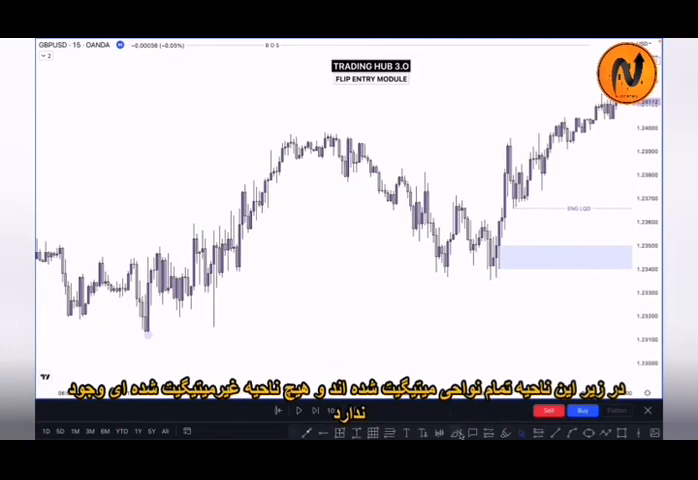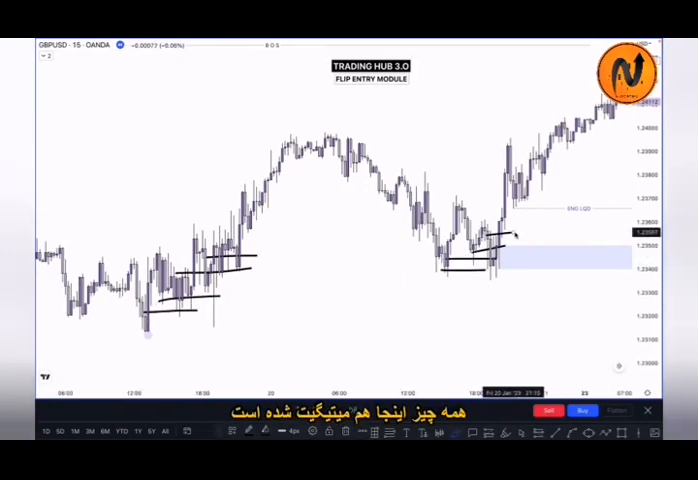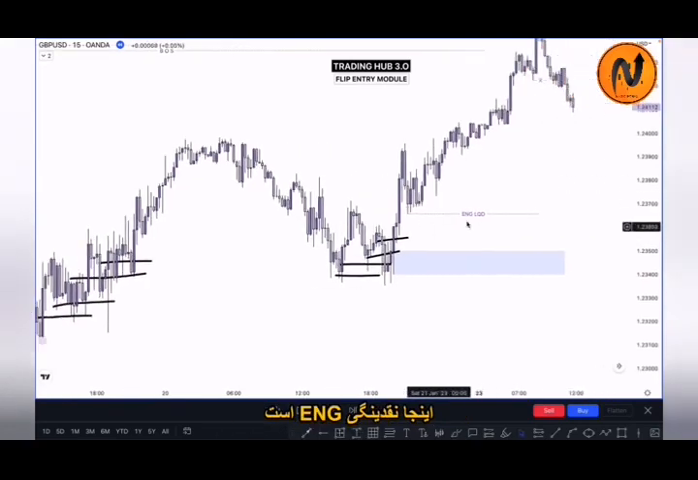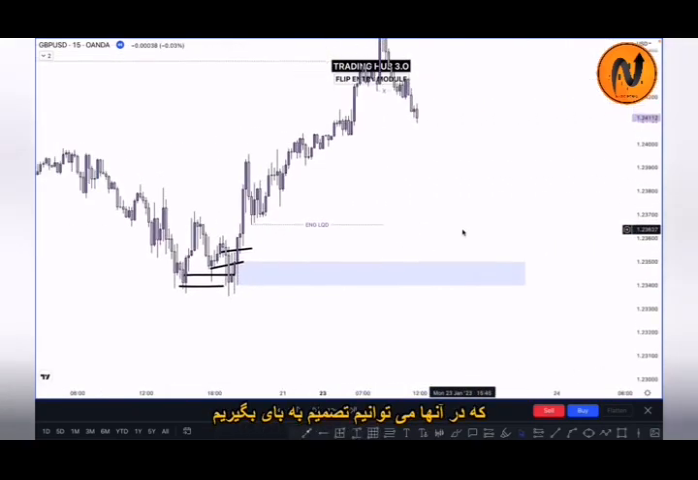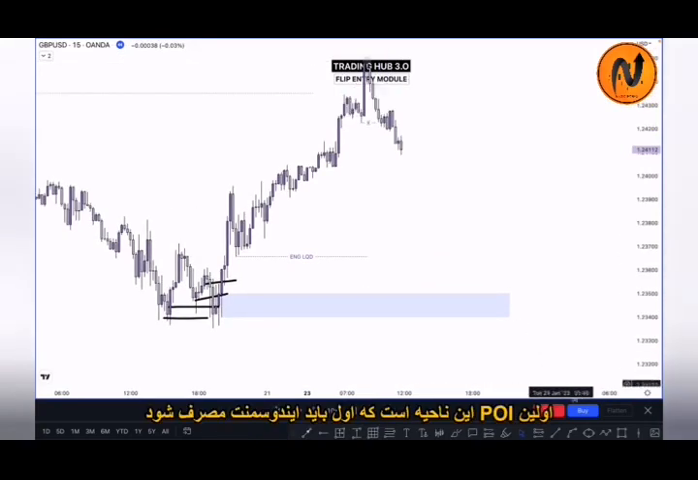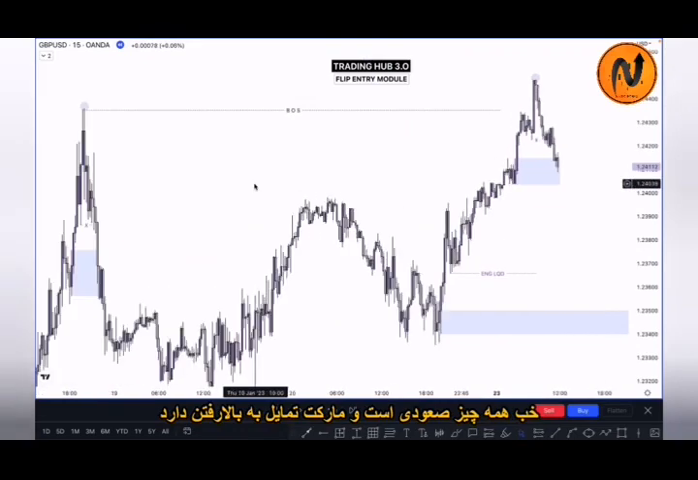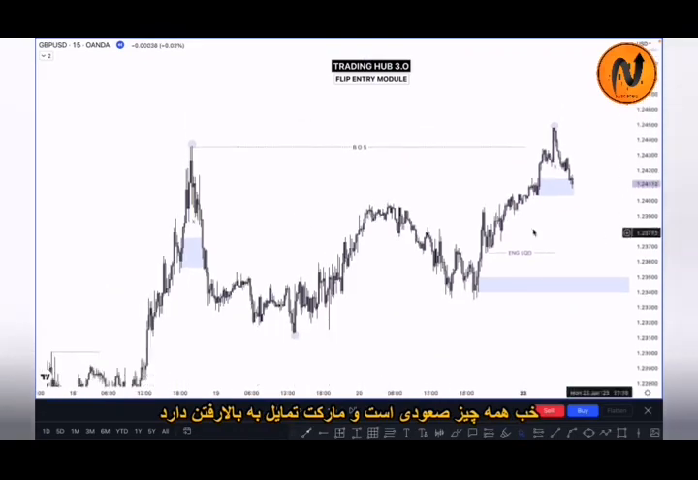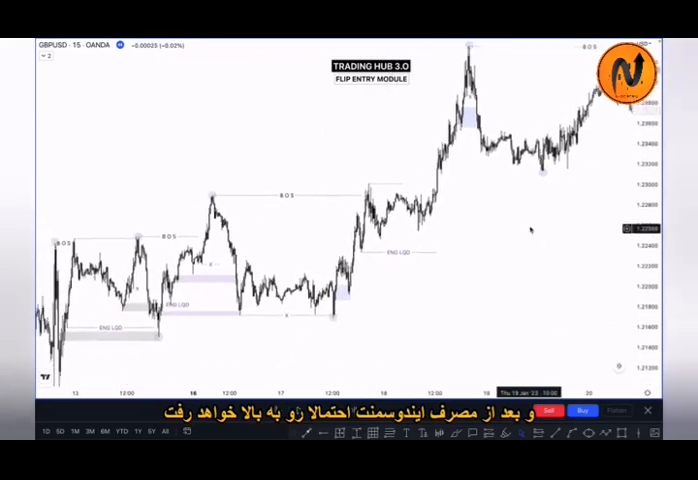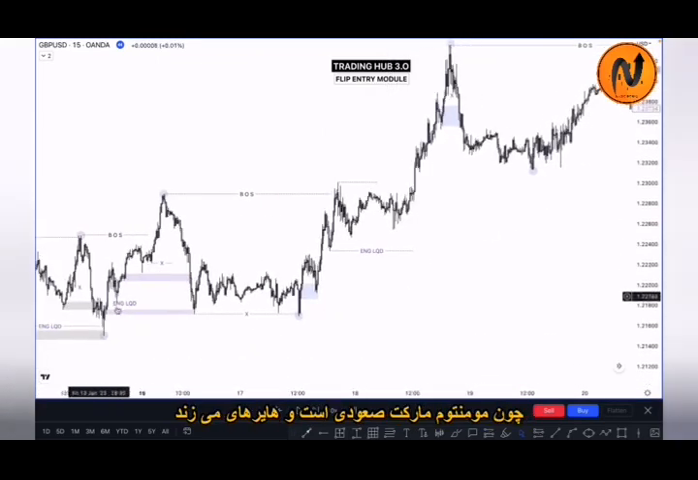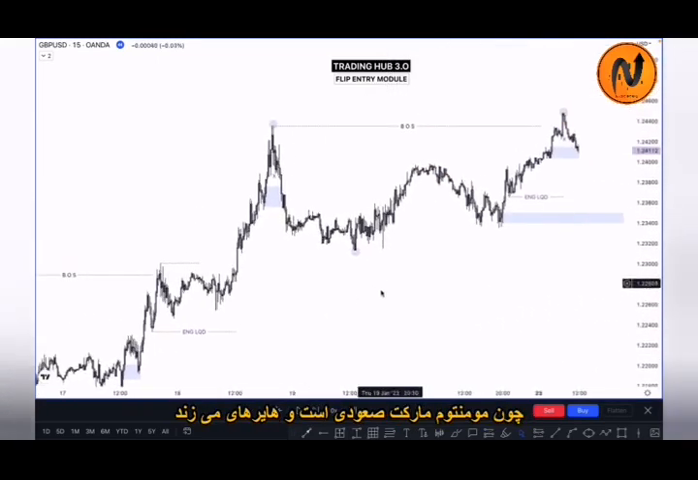Because just below it, there is no unmitigated, everything is mitigated here also, right? Everything is mitigated here. This one is our initial liquidity, and this one is our extreme POI where we can take a decision for the buy, correct? And the first POI is here after taking out the inducement. So everything is bullish, and the market continues looking to the upside after taking out the inducement, because market momentum continues going higher high, right?